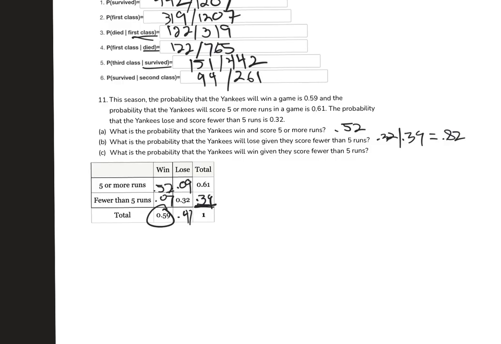What's the probability that the Yankees will win given that they score fewer than 5 runs? Okay, so now we're looking again at the situation where they score fewer than 5 runs. And so again, that's 0.39. But we're looking now at the probability that the Yankees will win given that they score fewer than 5. So now it's 0.07 divided by 0.39, and that's going to be approximately equal to 0.18. Okay, moving on here.